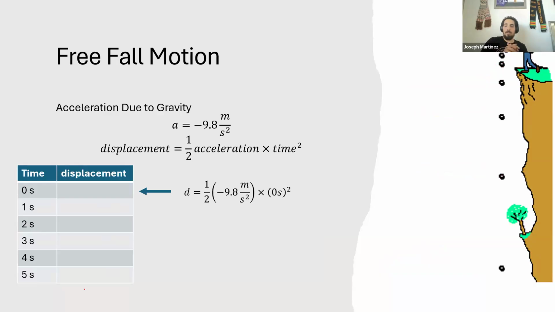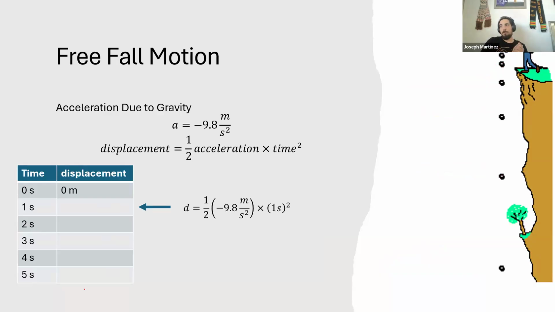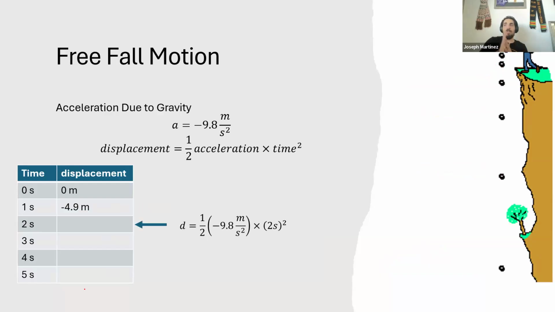At that 0 second mark, 1/2 times negative 9.8 times 0 squared. Well, that's just going to be 0. What about at 1 second? We plug that in and we get negative 4.9. It'd be a good idea to pause and make sure that you are able to do all of these calculations.